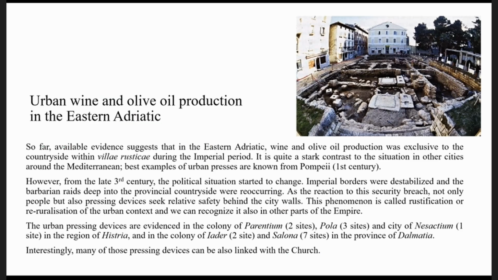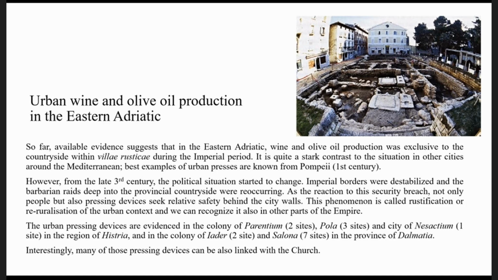So far, the available evidence suggests that in the Eastern Adriatic, the wine and olive oil production was exclusive to the countryside and Villae Rusticae during the imperial period. That's from 1st to the 3rd century AD. It's quite a stark contrast to the situation in other cities around the Mediterranean, and examples of urban pressing devices are known, for example, from Pompeii, and they are dated to the 1st century. That is something we cannot see in the Eastern Adriatic.